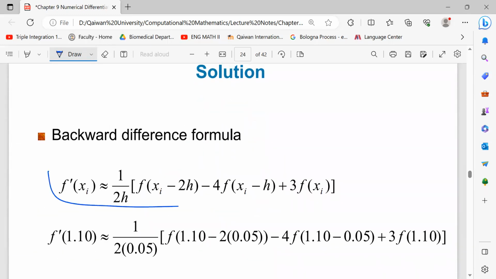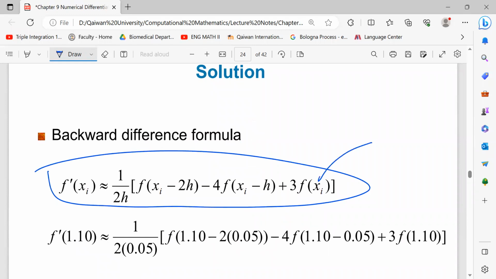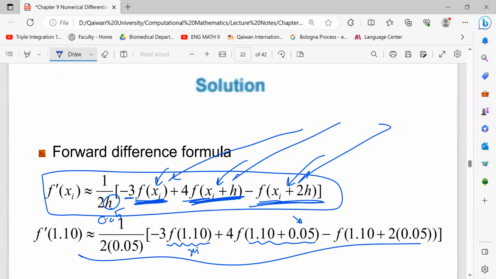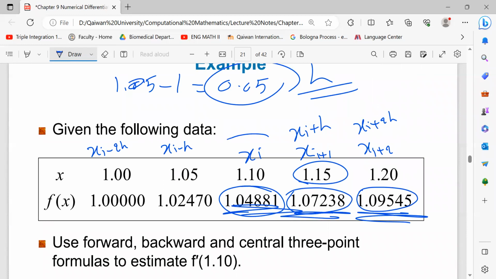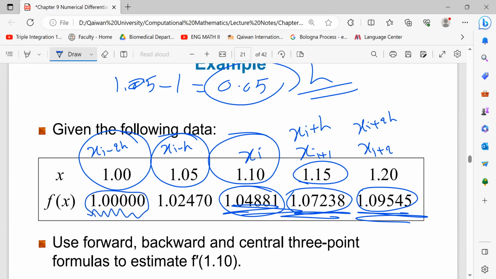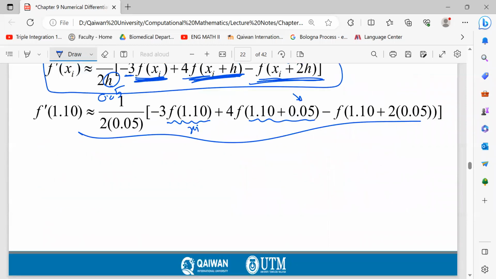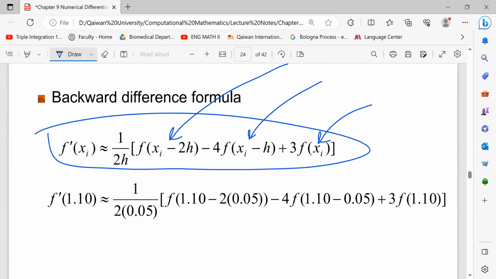For the backward formula, look, we need to find xi, xi minus h, and xi minus 2h. We need these three, okay? Let's return to the table. This is xi, xi minus h, xi minus 2h. We just need the image of these 3 points. The image of this point is this. The image of xi minus h is this. And this is the image of xi. Just pick these three values and put them here in the formula. Put it here, here and here. You get the result.